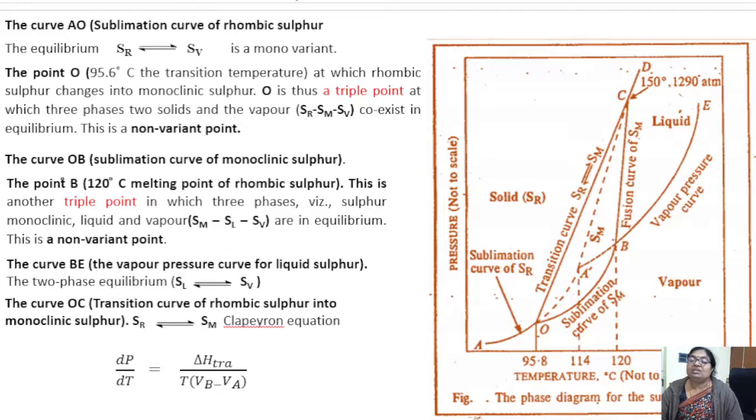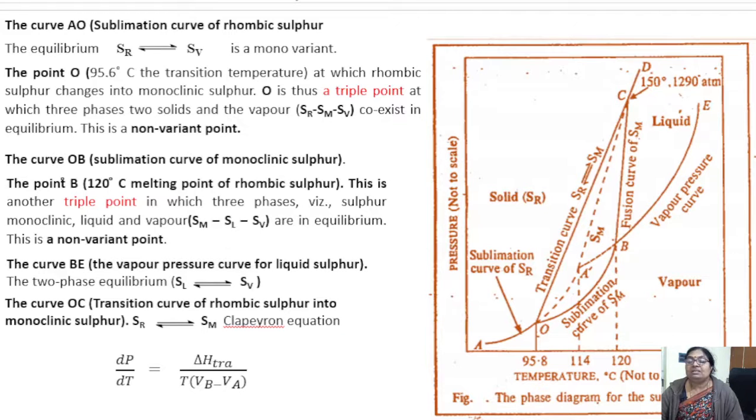Once we go to thermodynamic equilibrium, if you measure it, there will be curves, and this kind of phase diagram will appear. The curve AO is what we call the sublimation curve of rhombic sulfur. As we know, sulfur exists in two crystalline forms: one is rhombic sulfur, another one is monoclinic sulfur.